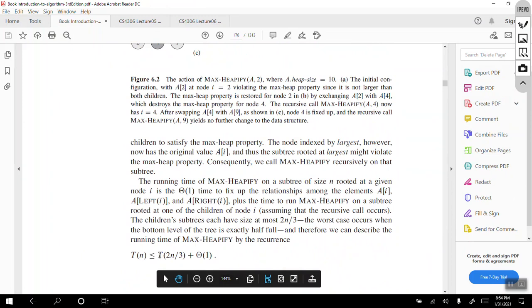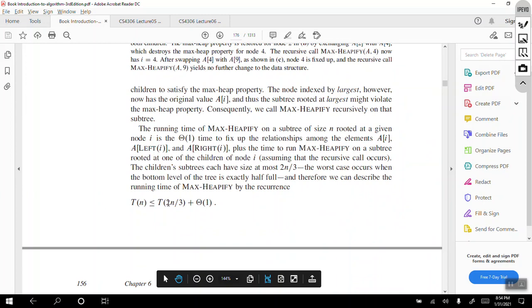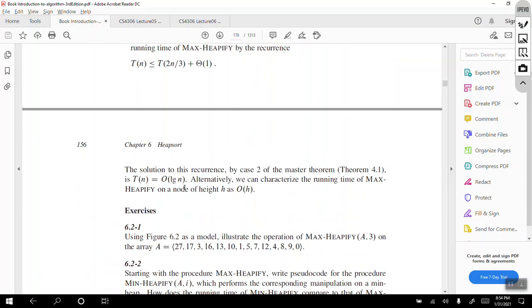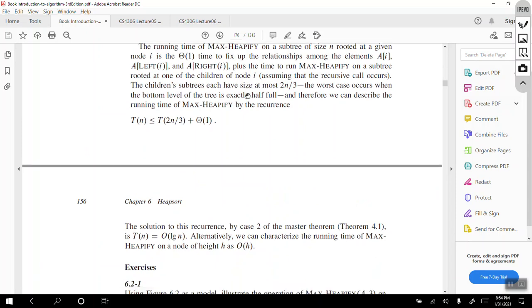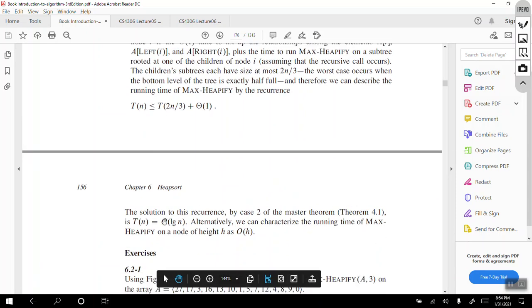2n by 3 is actually about 0.67, right? So that is almost half. So 2n by 3, we could say it is close to log n. So in the worst case, the running time of max Heapify is big O log n.